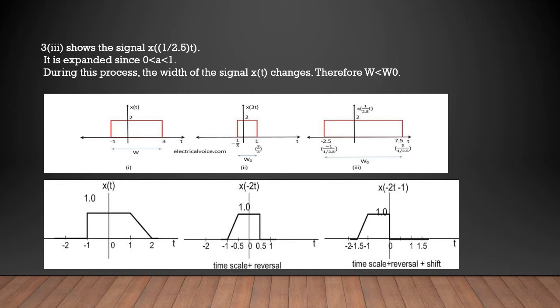This shows the signal x of 1 by 2.5 t. It is expanded since 0 is less than a is less than 1. During this process, the width of the signal x of t changes. Therefore, W is less than W0.